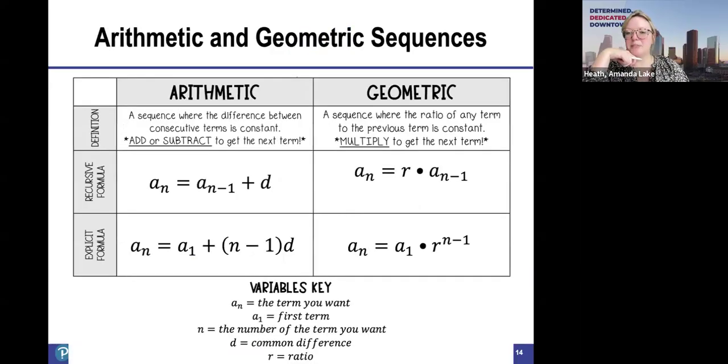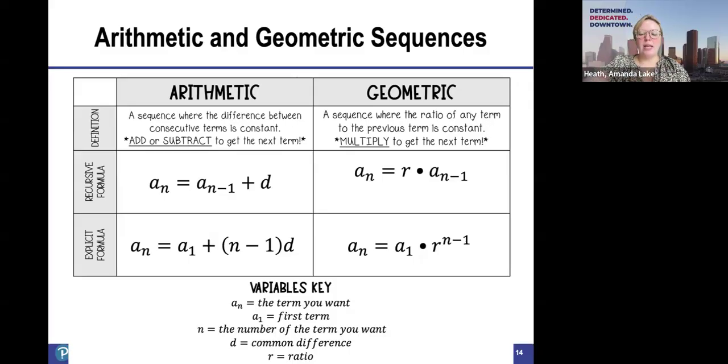So a couple other types of sequences that we're going to learn about are arithmetic and geometric sequences. An arithmetic sequence is a sequence where the difference between the consecutive terms is a constant. So we're adding or subtracting the same amount to get from one term to the next. But a geometric sequence is where we have a ratio being multiplied to the previous term. So the ratio is constant between terms and we're multiplying by the same number every time.